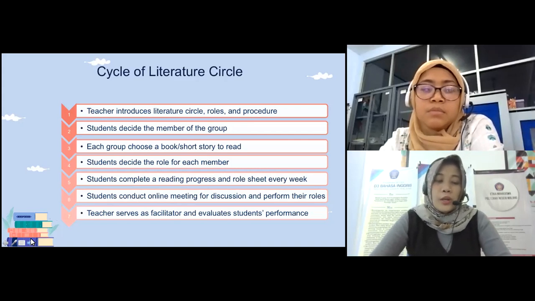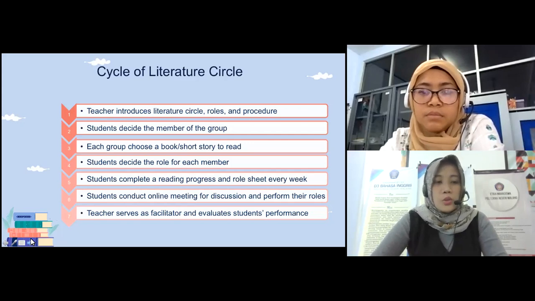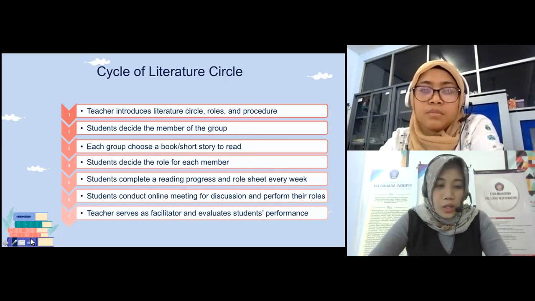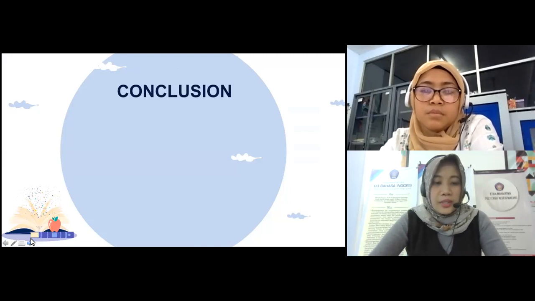However, if you want to apply this kind of teaching method, you can adjust based on their reading level, or also you can adjust the level of difficulty of the novel or short story. You also can adjust the time for accomplishing the reading. So it's up to the teachers and also depends on the students. And finally, we go to the end of the presentation.